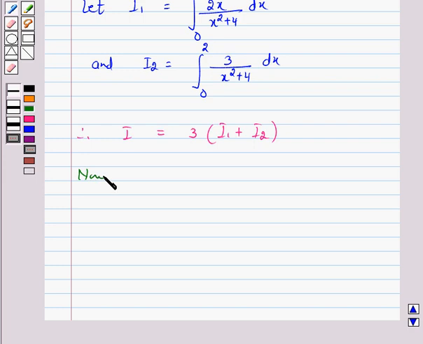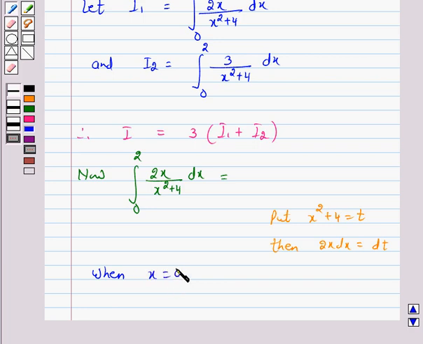Now integral from 0 to 2, 2x upon (x square plus 4) dx is equal to, now put x square plus 4 is equal to t. Then 2x dx is equal to dt, and x dx is equal to 1 by 2 dt. So the new limits are, when x is equal to 0, this implies t is equal to 4, and when x is equal to 2, this implies t is equal to 8.